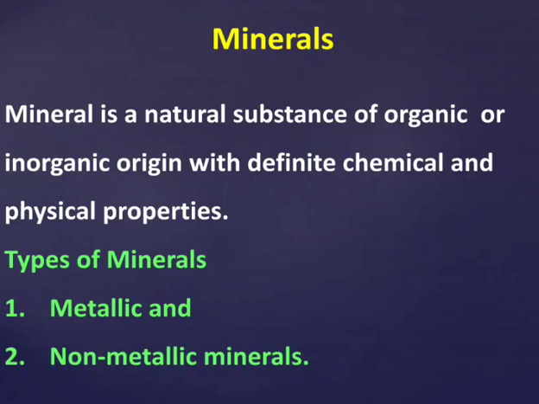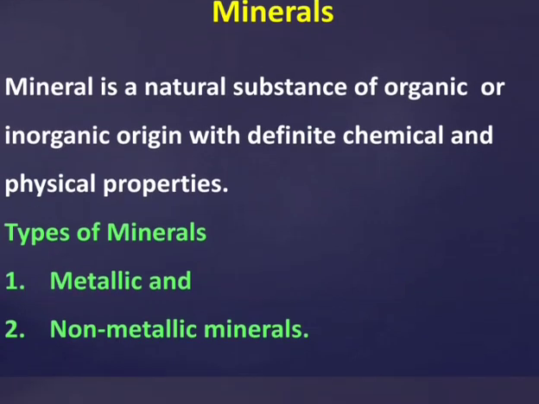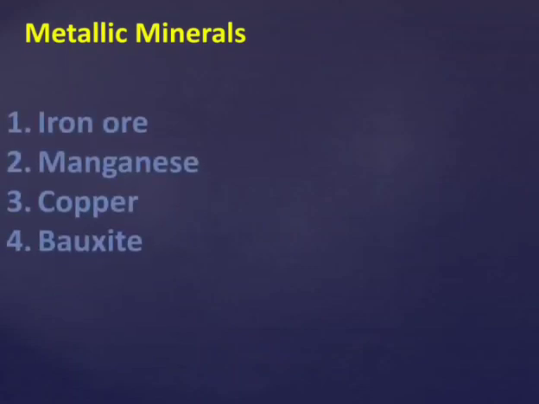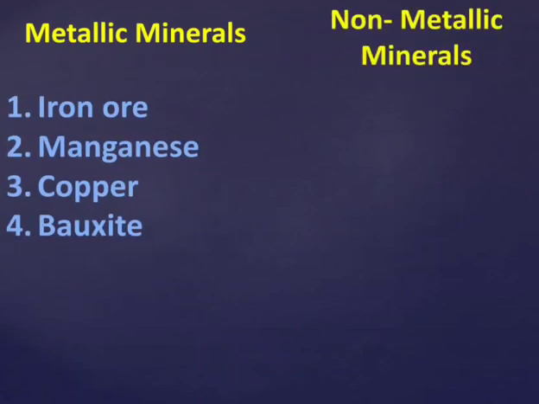Then we are going to see the types of minerals. Based on their chemical and physical properties, minerals are divided into two: metallic minerals and non-metallic minerals. What are metallic minerals? Metallic minerals contain one or more metallic elements in them. Metallic minerals are again divided into two, ferrous and non-ferrous. What is ferrous? Minerals having more iron content are called ferrous minerals. For example, iron, manganese, nickel and tungsten are ferrous minerals because they have more iron content.